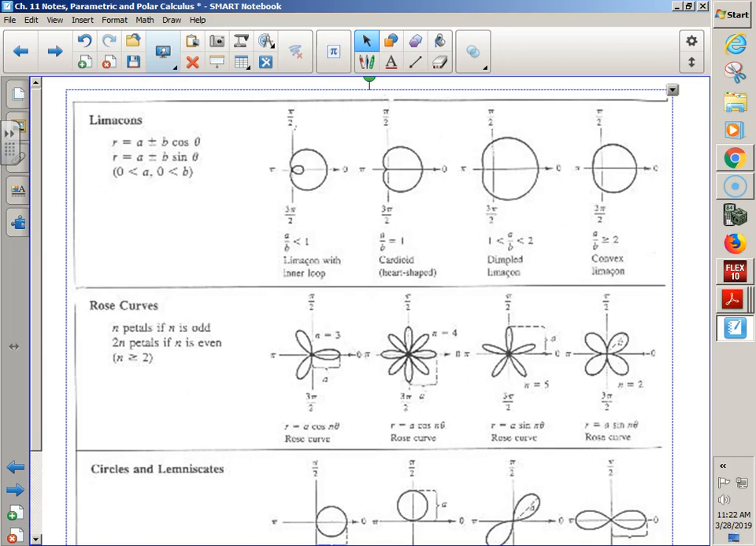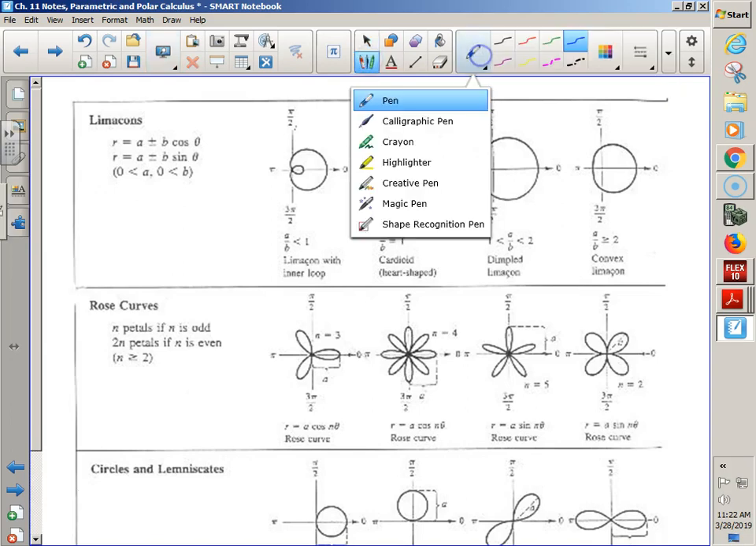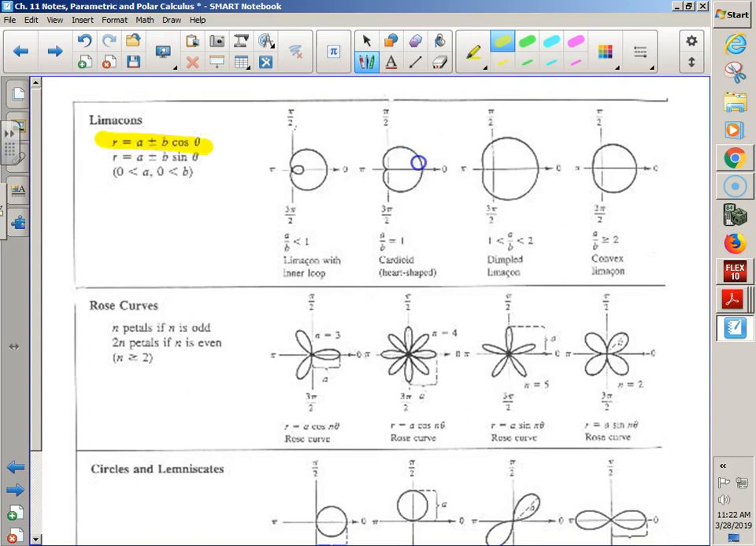But it might be nice to know that if we have a plus or minus, it's going to be some sort of limaçon, maybe with an inner loop, maybe with a cusp, maybe with a little dimple, maybe with just a flat spot. It might be nice to know that if we have some sort of a cosine n theta or a sine n theta, we're going to have some sort of roses with petals.